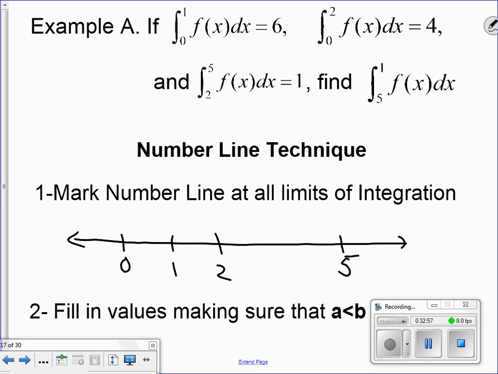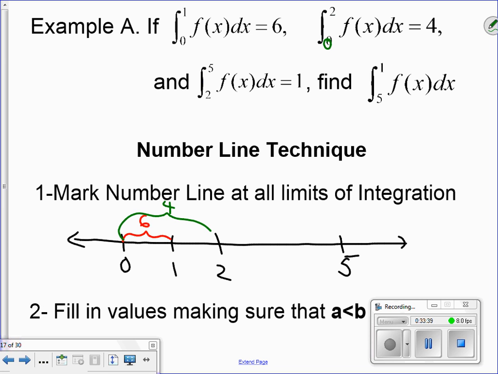Okay, so the first one we're given, they tell us the definite integral from 0 to 1 of this function is 6. So this one's good. 0 is less than 1, so I can use the 6. So on my number line, I just mark off from 0 to 1, I've got 6. The one next to it says the definite integral of this function from 0 to 2 is 4. Again, I just make sure that the lower limit's less than the upper. It is, so I can use the 4. So from 0 to 2, that's 4.